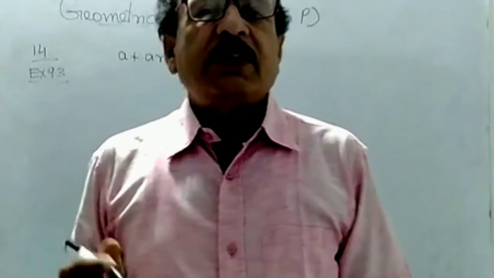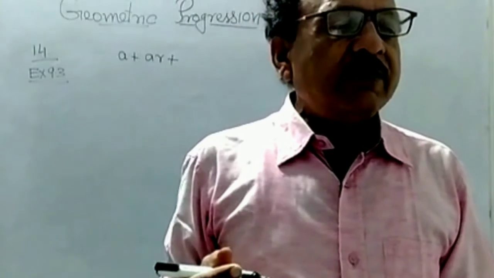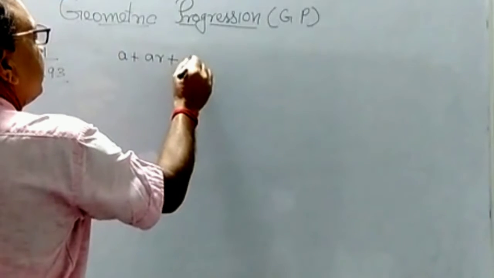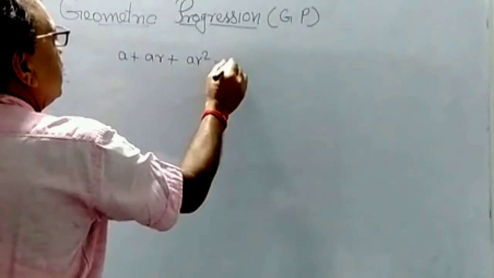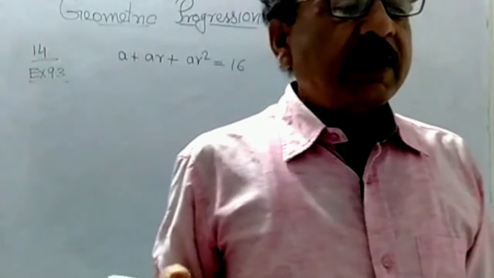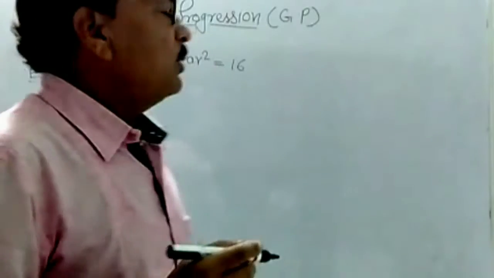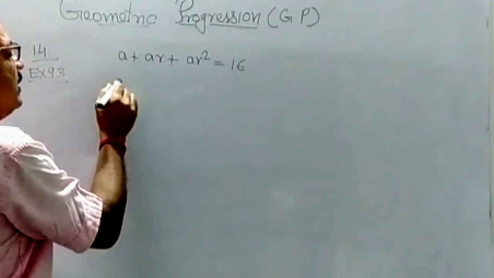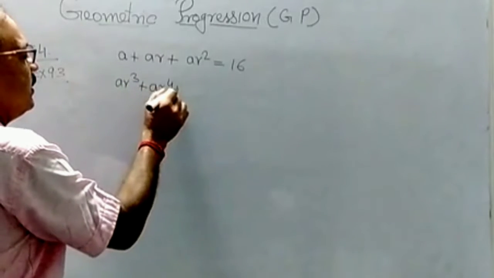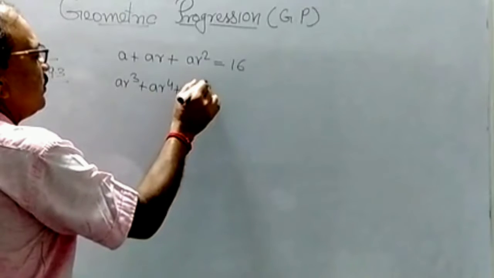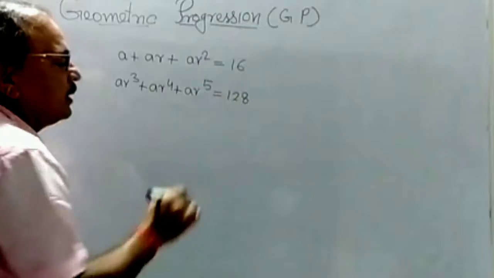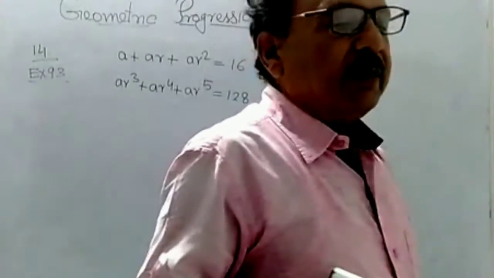The sum of the first 3 terms of the GP is given as 16, that is A plus AR plus AR square. This will be given 16. And the sum of the next 3 terms is given 128, that is AR cube plus AR to the power 4 plus AR to the power 5. This will be given 128.